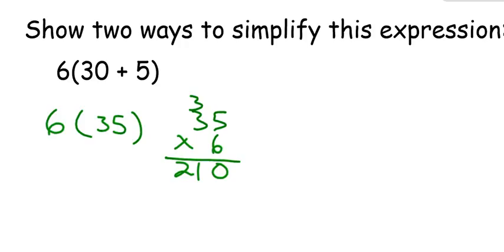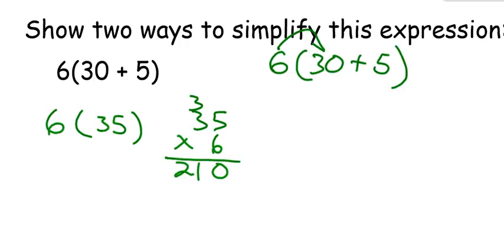And we got an answer of 210. Now, how can we do this using the new principle called the distributive property? So that's going to be 6 times 30, like this. I'm going to distribute the 6 first to this idea. So 6 times 30 is 180. Right? 6 times 3 is 18, add the 0.